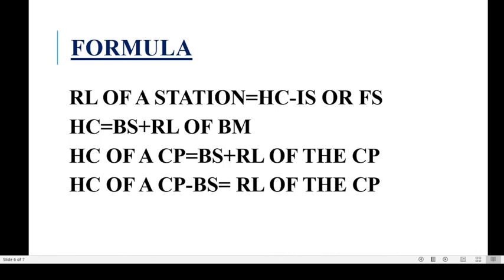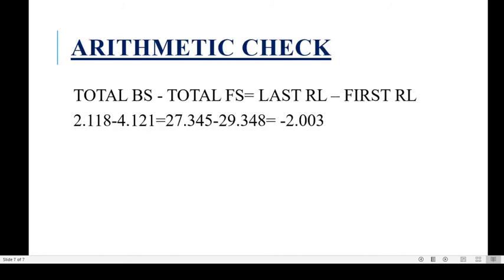Again, these are the formulas which we need to remember for calculating the reduced level by height of collimation method. And for the arithmetic check, we will subtract total FS from total BS and subtract first RL from last RL. And so the value will be minus 2.003. So arithmetic check is done, and if this type of problem is given in the exam, we will follow these steps to find out the values which were not given, generally the reduced level values. For these there are two methods, rise and fall method, another one is the height of collimation method. You can choose any one.